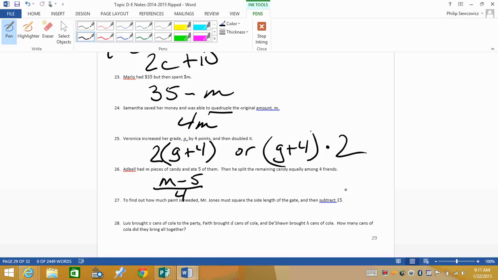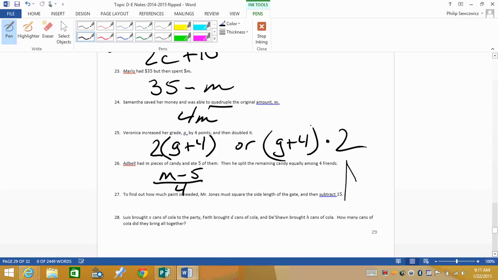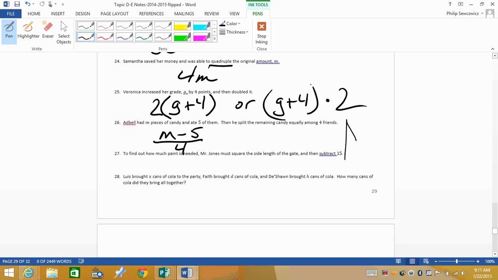You're almost at the end there, right? All right, let's look at the last two. To find out how much paint is needed, Mr. Jones must square the side length of the gate and then subtract 15.